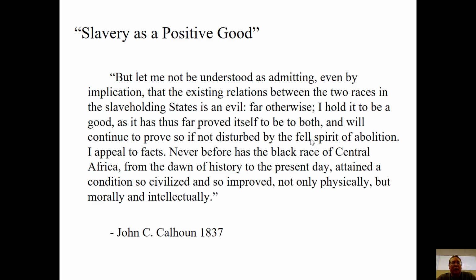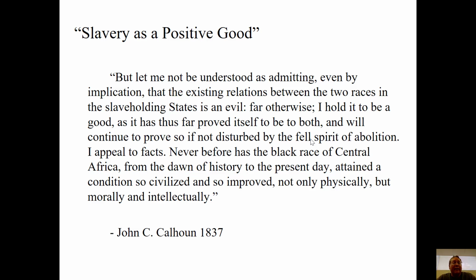He says, "I hold it to be a good, this slave system that we've created, as it has thus far proved itself to be to both." Now listen to what he means by that. When he says both, he means to white Southerners and to black Southerners, the majority of which are enslaved people. And he goes on to say, "and will continue to prove so if not disturbed by the fell spirit of abolition." So what John Calhoun is saying here is, the system we Southerners have created is actually a good system. There's nothing wrong with it.